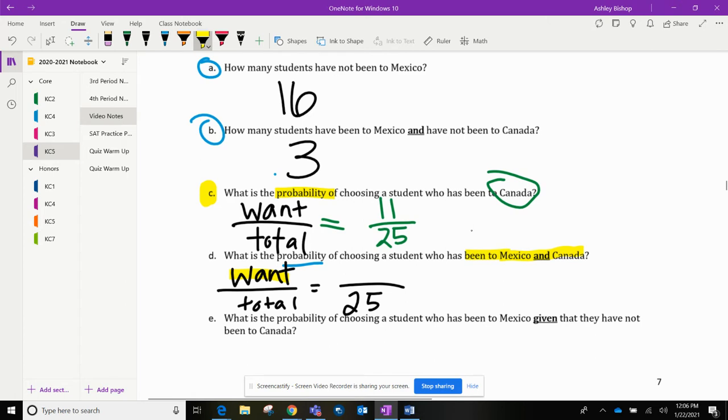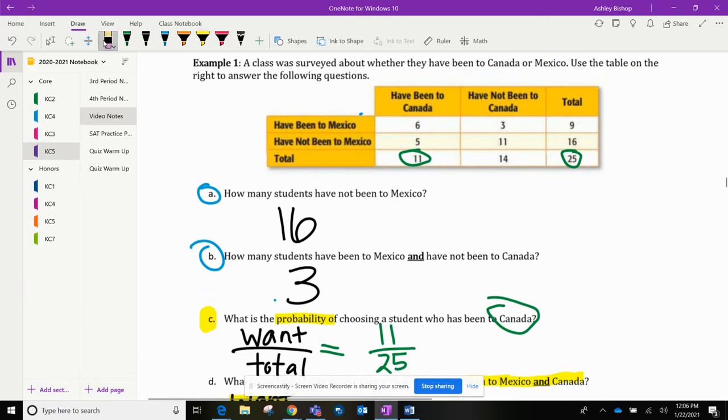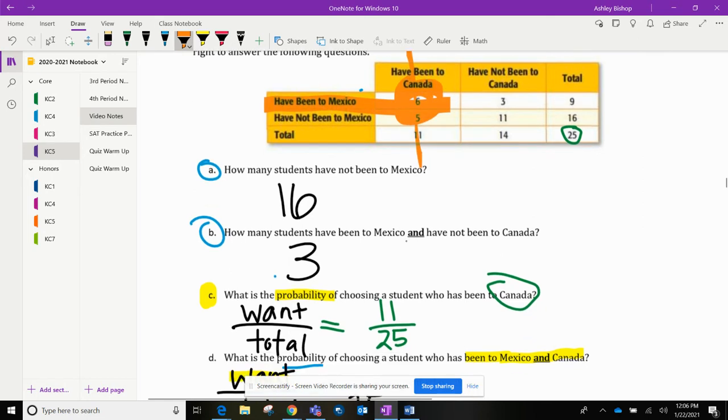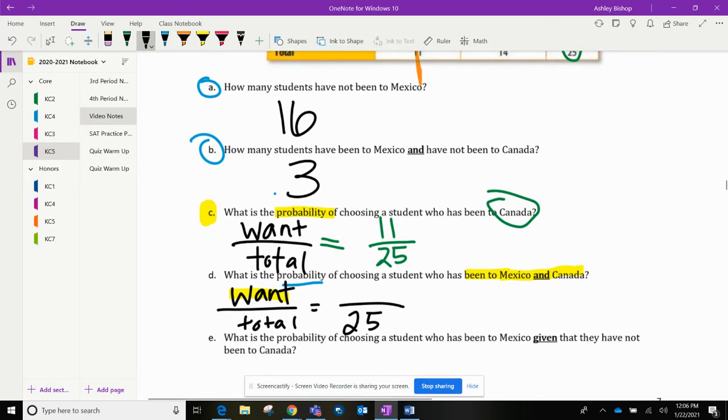Well, I can find that just from looking at my table. The number of students that have been to Mexico and have been to Canada, those come together at 6. So my probability would be 6 over 25.